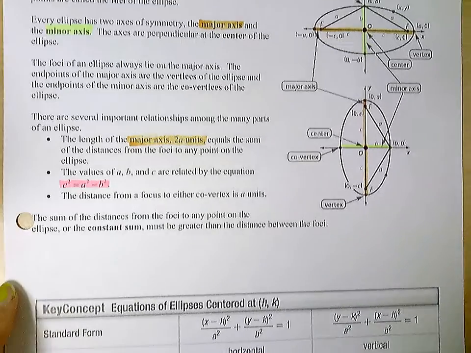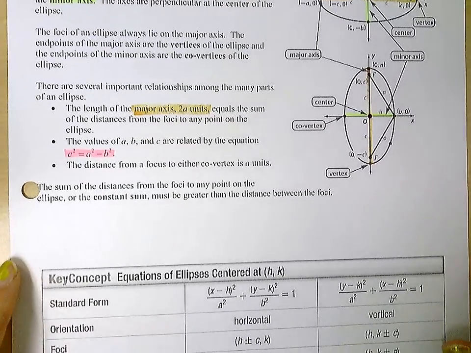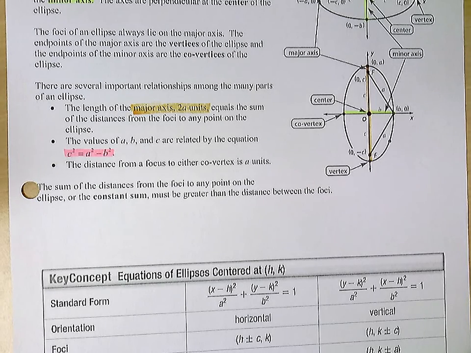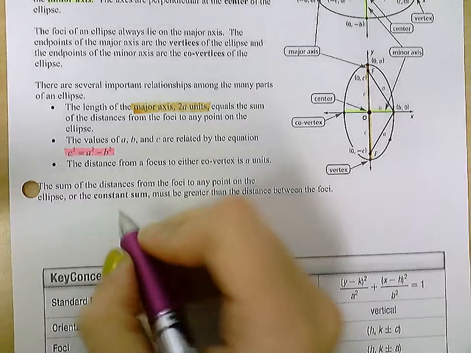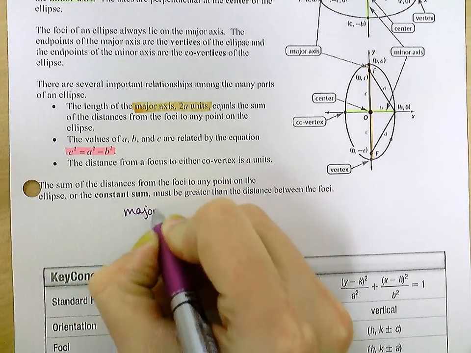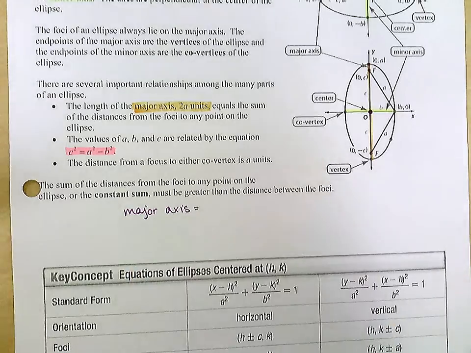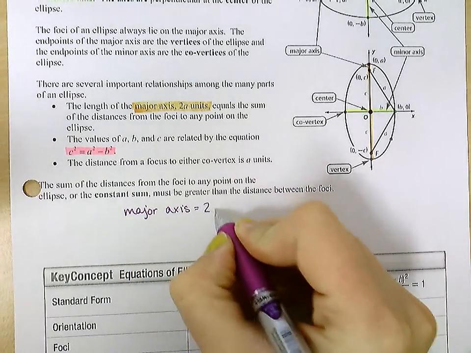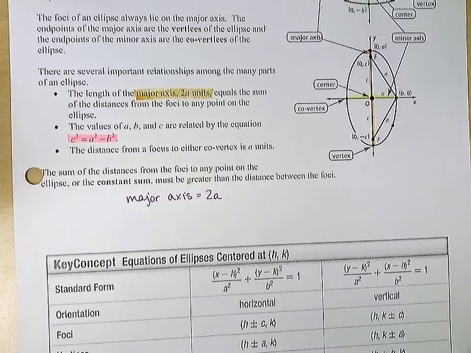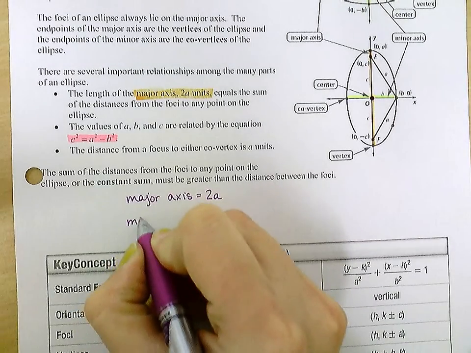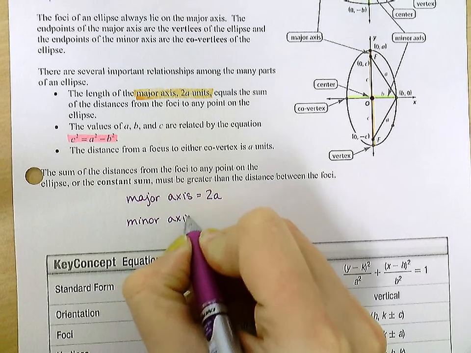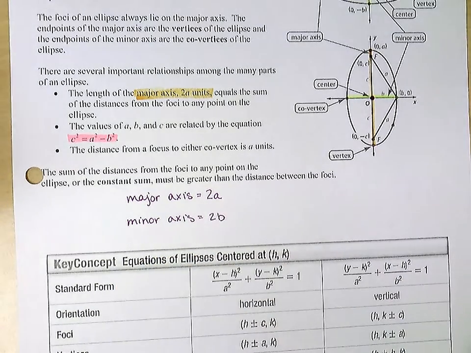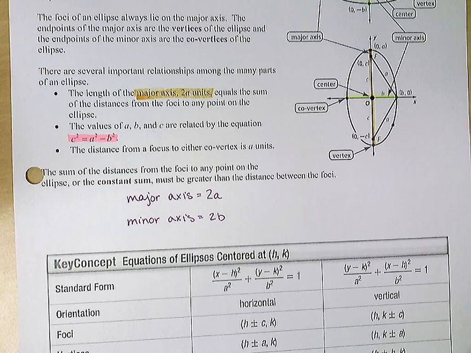The sum of the distances from the foci to any point on the ellipse, or the constant sum, must be greater than the distance between the foci. So you will need to know what the major axis is. It's equal to 2a. The minor axis is equal to 2b. You will need to find a and b in order to write out an equation of an ellipse.